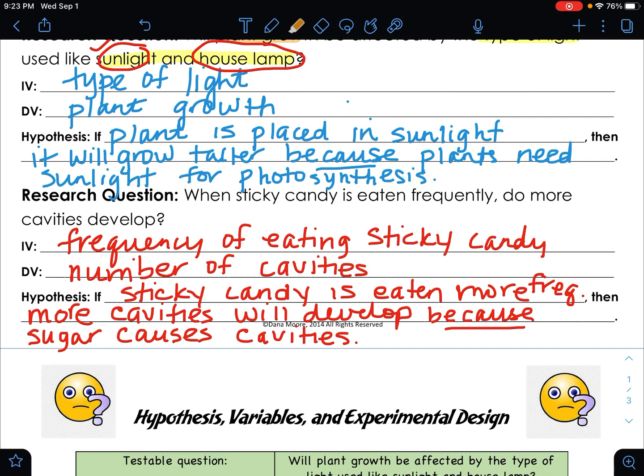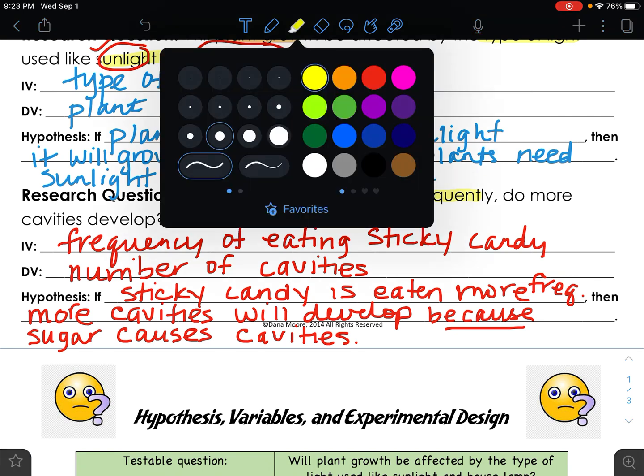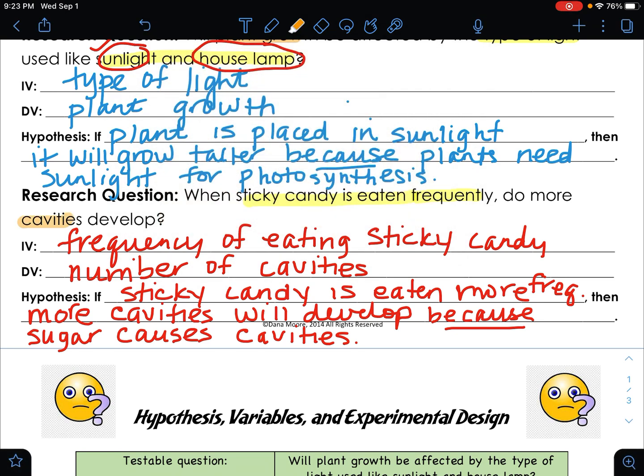All right, so let's take a look at this third and final research question and pick out the independent and dependent variables and write a hypothesis from there. When sticky candy is eaten frequently, do more cavities develop? Alrighty, so what are we purposely changing? And that is the frequency that we're eating this sticky candy. And what are we going to measure then? And that would be the number of cavities.